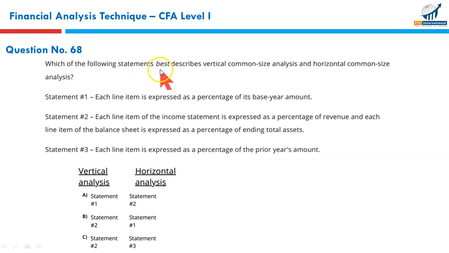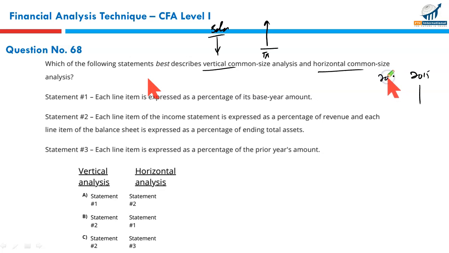Now, which of the following statements best describes vertical common size analysis and horizontal common size analysis? Okay. When we say vertical, we take sales as our base in the income statement and we move down. And when we take the balance sheet, we take total assets as our base and we move upward. This is called vertical. But when you say horizontal, we take a certain year as a base year and every number, every result after that is reported as a percentage of the base year. This is called horizontal.